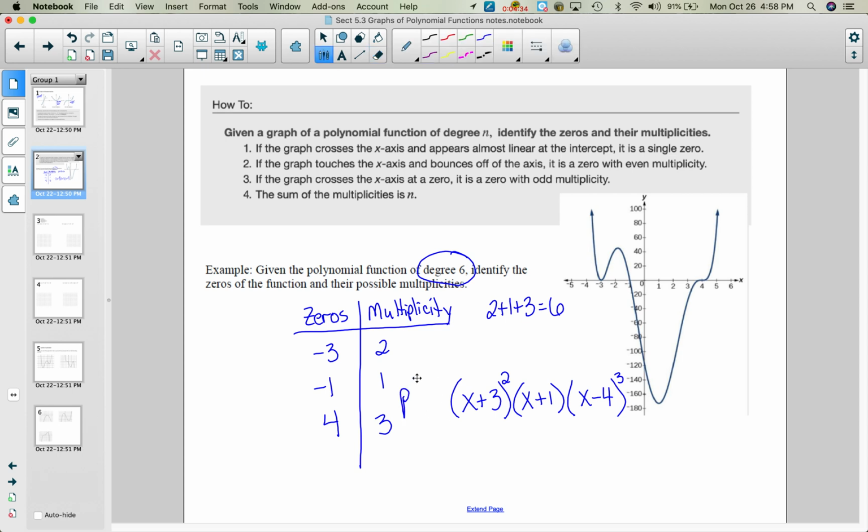So I'm going to call this p of x for polynomial, with the exception, and I'm going to put a value of a right here, there might be some kind of a stretch or compression, and we don't know that. That's one of the things we're going to be looking at, but we didn't need to here because we weren't even asked to do this. We were asked to identify the zeros and their possible multiplicities. So our zeros would be -3 with a multiplicity of 2, -1 with a multiplicity of 1, and 4 with a multiplicity of 3.